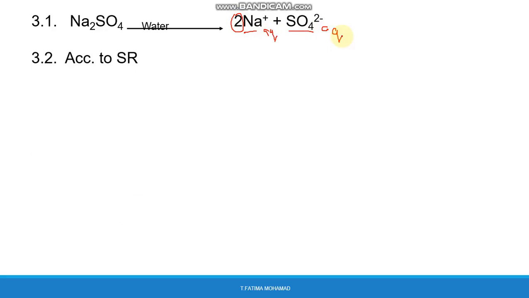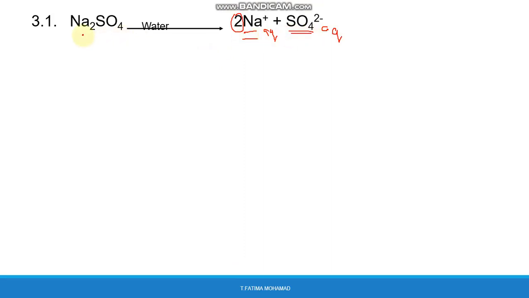Part 1 says write the equation of this solution. Na2SO4, in presence of water we have ions that are Na+ and SO4 2-, and you balance. Okay, you should write here aqueous and here aqueous. Now calculate the number of moles of Na+ and SO4 2-. Here Na+ and SO4 2-.